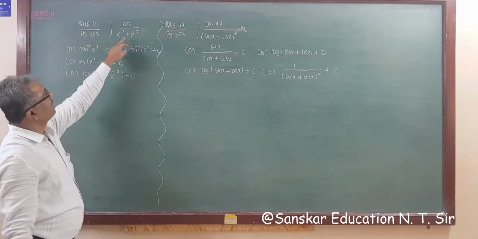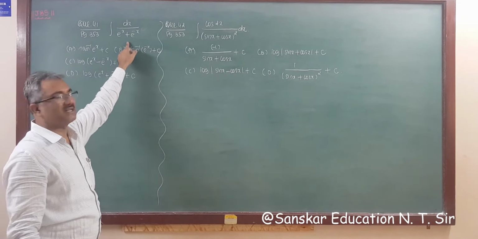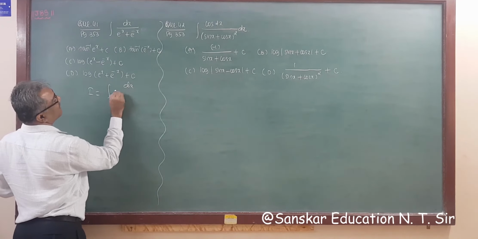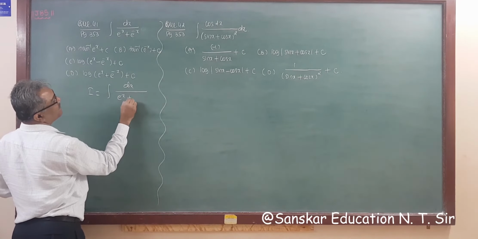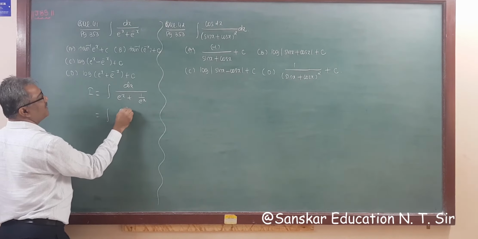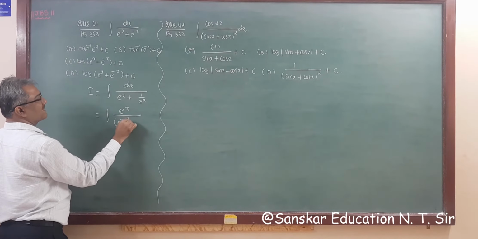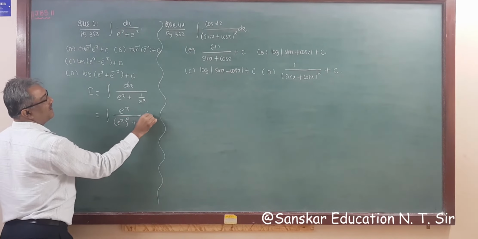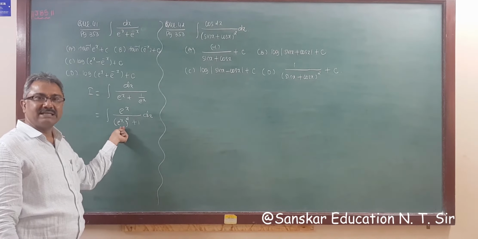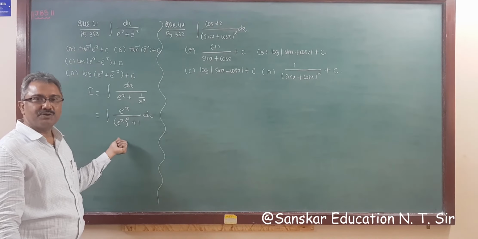So what did I say, what to do: e raised to minus x we will write as 1 upon e raised to x, so what will happen? This will be I is equal to integration dx upon e raised to x plus 1 upon e raised to x. Taking LCM we get e raised to x upon e raised to x into e raised to x, that is whole square plus 1, dx. Now the standard formula is for x square, instead of x here is e raised to x. So what to do, we have to assume e raised to x is equal to t.